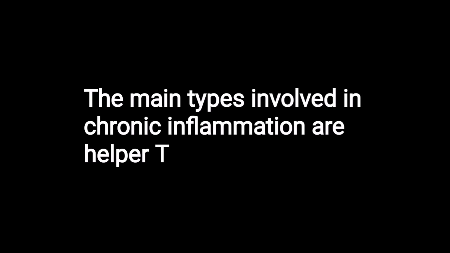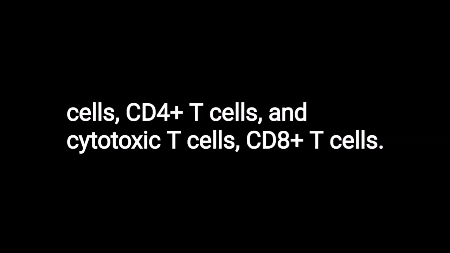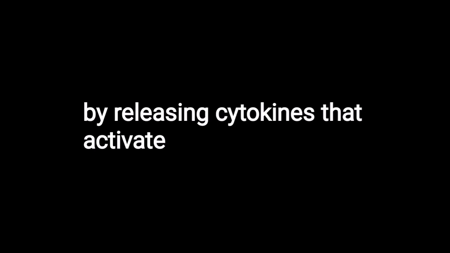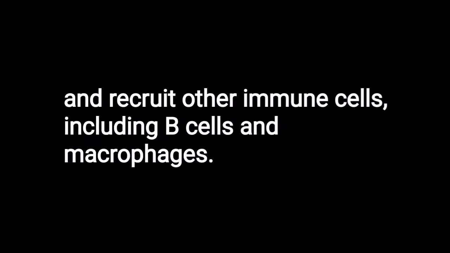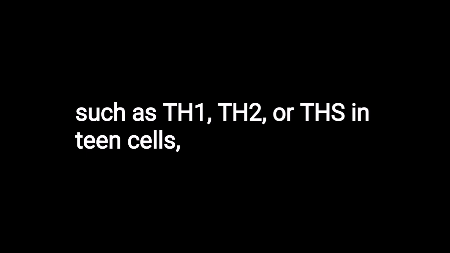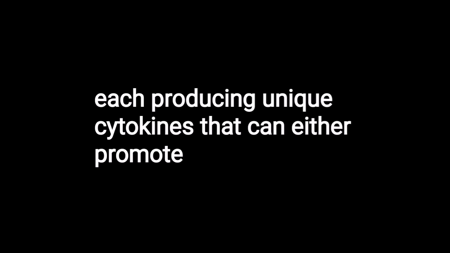The main types involved in chronic inflammation are helper T cells, CD4+ T cells, and cytotoxic T cells, CD8+ T cells. Helper T cells are essential for orchestrating the immune response by releasing cytokines that activate and recruit other immune cells, including B cells and macrophages. In chronic inflammation, these helper T cells can become polarized into different subsets, such as Th1, Th2, or Th17 cells, each producing unique cytokines that can either promote or regulate inflammation.